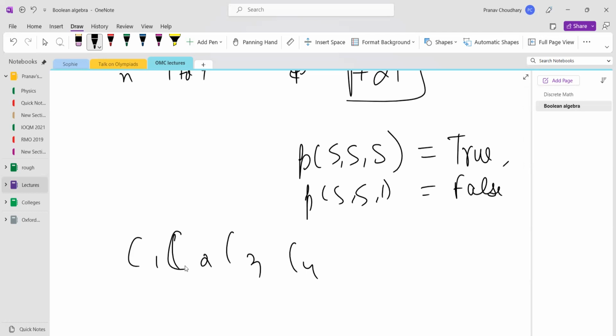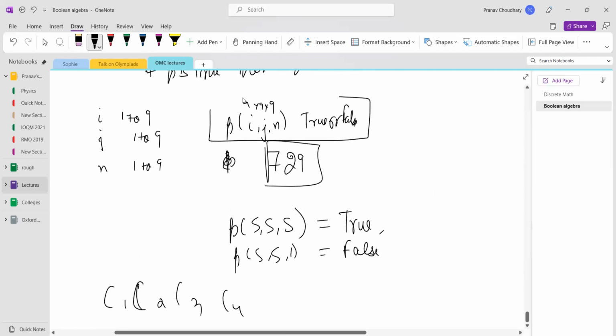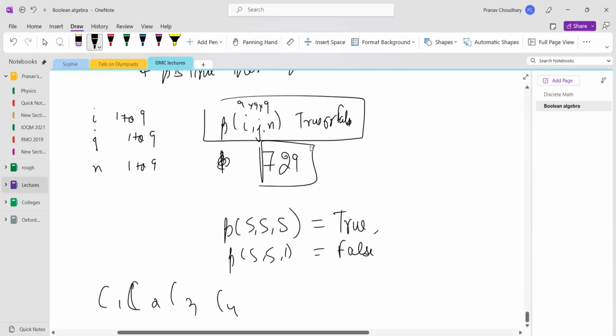Okay, I'm not really sure what you mean, but I'll just say it myself. It's a slightly long explanation. So you have 729 propositional variables of the form P(i, j, n), right? Yes, sir. So we assign some truth values to all these variables.